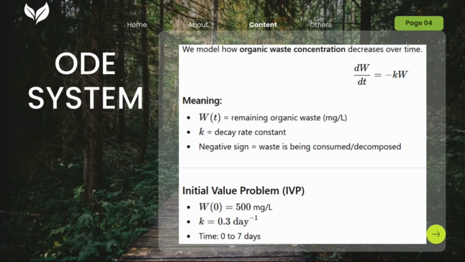So for the ODE system, we model how organic waste concentration decreases over time. dW/dt equals negative kW, where W as a function of time is the remaining organic waste in milligrams per liter, while k is the decay rate constant. Since it is waste that is being consumed or decomposed, it is a negative sign. So the IVP, or initial value problem, is W at t equals 0 equals 500 mg per liter, k equals 0.31 per day, and the time is 7 days.